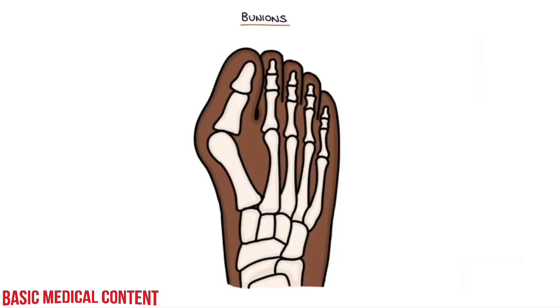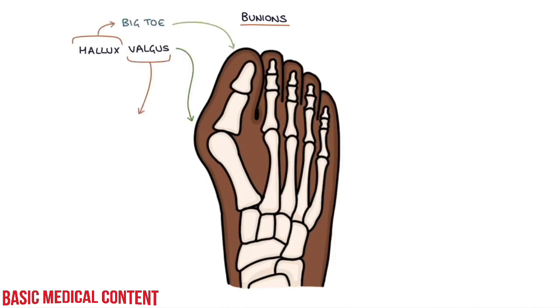Next, let's talk about bunions. The medical name for bunions is hallux valgus. Hallux refers to the big toe and valgus refers to the angle of the deformity.